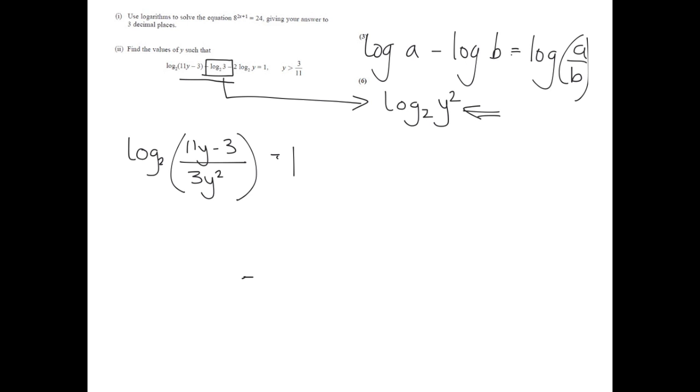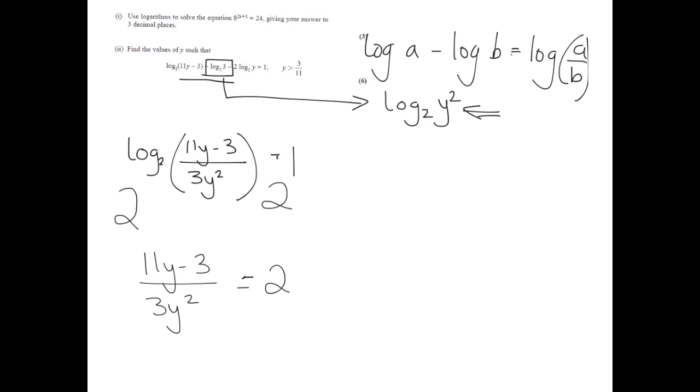Now I'm at this point and I want to make it so it's y equals. I'm going to take anti-logs or do the reverse of logs, which essentially means I'm sticking a 2 underneath everything here. So now I've got 2 to the power of log base 2 of 11y minus 3 over 3y squared equals 2 to the power of 1. 2 to the power of log of anything with its own base cancels out. So actually I'm here with 11y minus 3 over 3y squared, which is then just equal to 2.